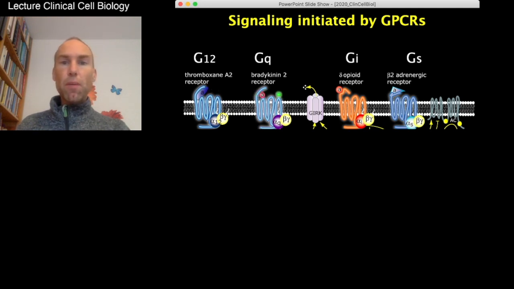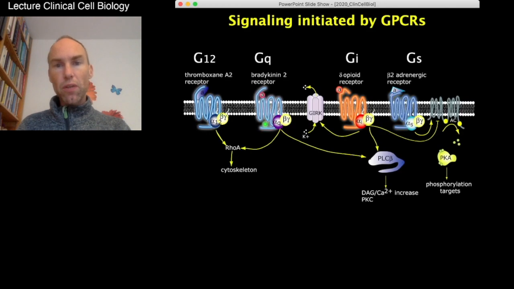Now these G-protein coupled receptors, as their name indicates, are coupled to so-called G-proteins. And they can be from different classes. So we have the G12 class, the GQ class, the GI class, and the GS class. And this indicates the heterotrimeric G-protein that is associated with this G-protein coupled receptor. This heterotrimer, as the name says, consists of 3 subunits. And the alpha subunit is actually the G-protein. And depending on this alpha subunit, some downstream signaling is activated.